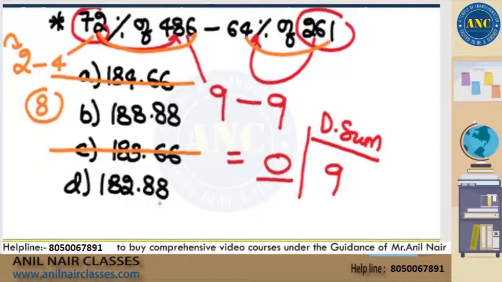Now if you see 8 plus 8, 16, 18, 26, 27. What is 2 plus 7? 9. The answer's digital sum can be 9, or if you delete the digits, either it should be 9 or it is perfectly divisible.